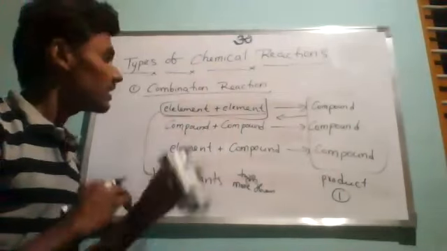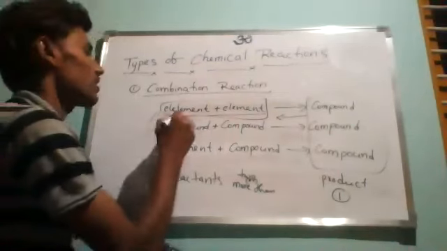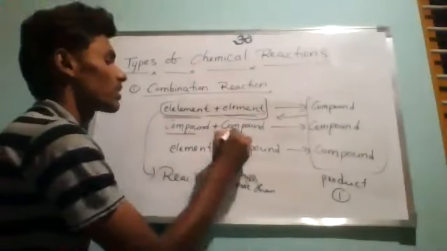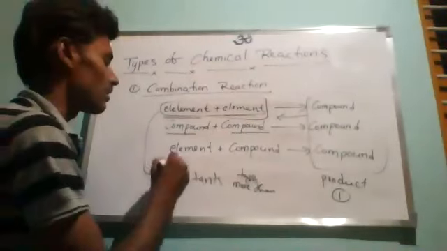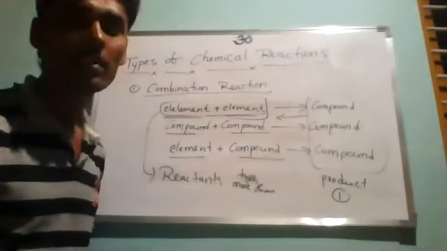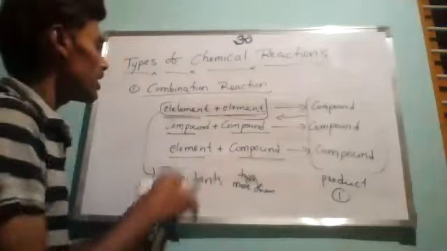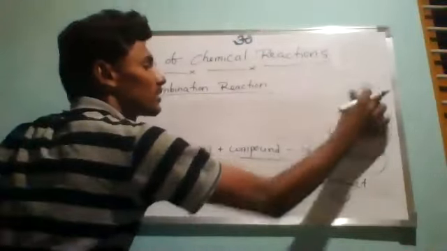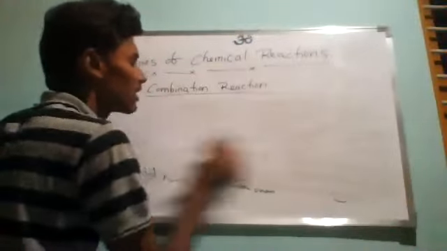Now we'll study in detail the examples for the element plus element type of reactions, the compound plus compound type of reactions, and the element plus compound or compound plus element type of reactions. Let me start with the first one, element plus element type of reactions.